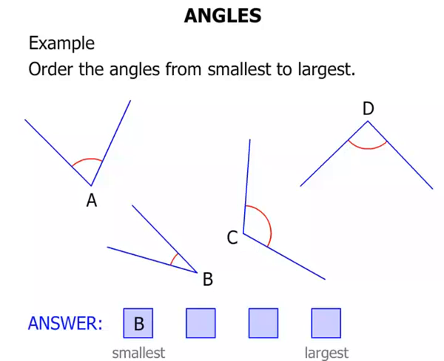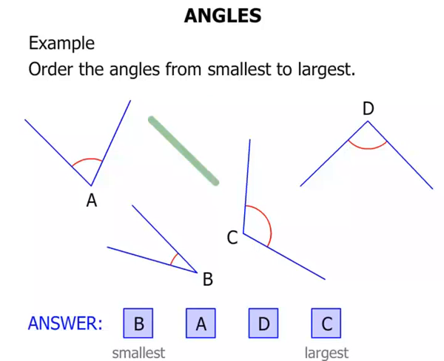The next smallest will be angle A. And then out of C and D, which one's smaller? Well, angle D is smaller than angle C. Angle C is the largest. Now, generally, you can do the angles by sight. There's another way of measuring angles or comparing angles.